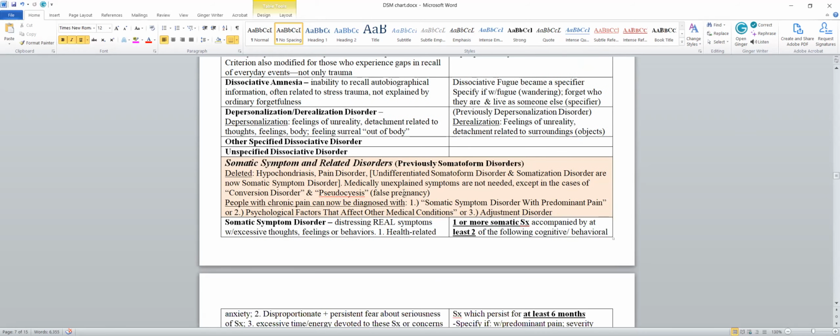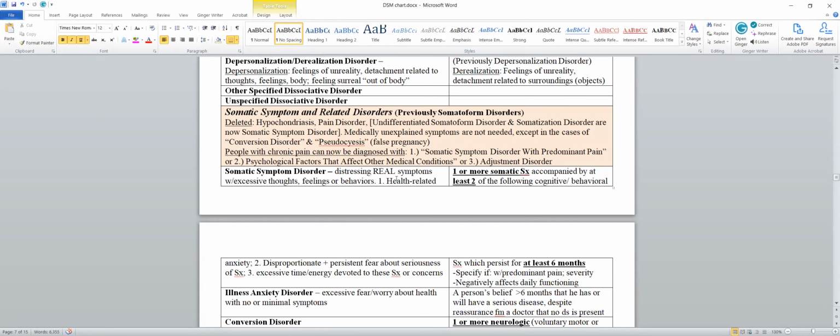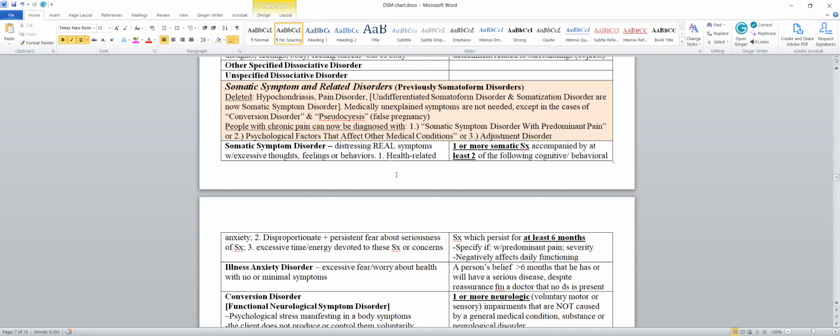Somatic, the next main category is somatic symptom and related disorders, previously somatoform disorders. What was deleted was hypochondriasis, pain disorder, undifferentiated somatoform disorder, and somatization disorder are now somatic symptom disorder. Medically unexplained symptoms are not needed except in the cases of conversion disorder or pseudocyesis, false pregnancy.